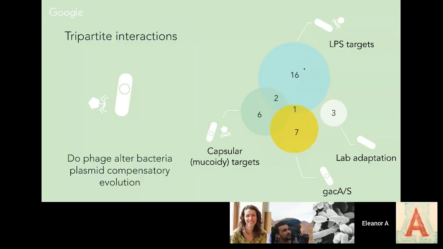So this is LPS targets, so targeting things that stuck out on the cell surface. We see our compensatory mutations here occurring in the plasmid-only treatment. But in our tripartite treatment, very different mutations arise. So these are targeting genes involved in alginate synthesis, which underlies that mucoidy phenotype.